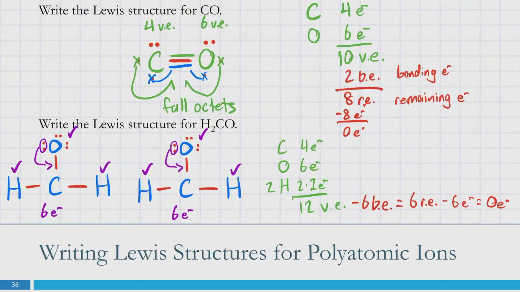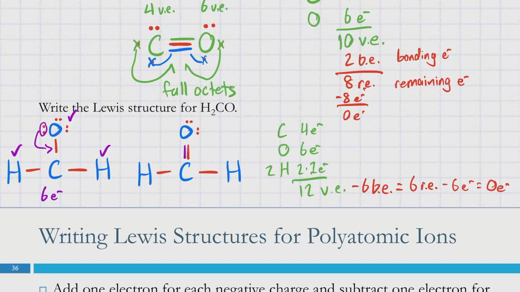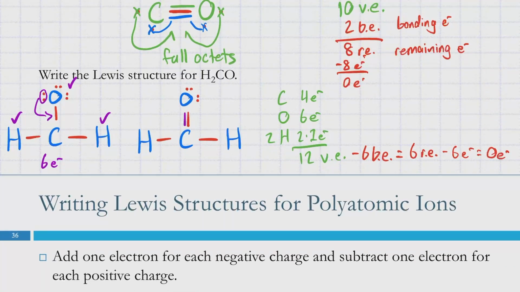So that's going to turn this structure into this. Something like that. So now we've got a double bond between our carbon and our oxygen. Carbon has 4 bonds. Oxygen has 2 bonds and 2 lone pairs. So those both have their octets. Hydrogen will have their duets. That's a good Lewis structure. Questions?